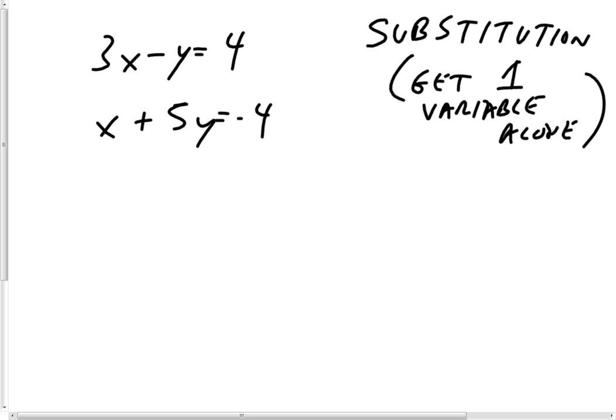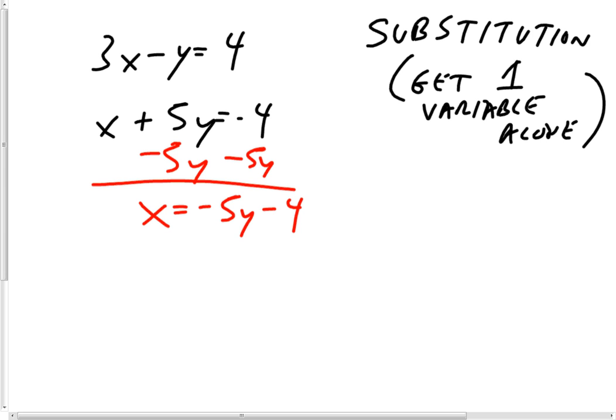X. X is kind of on its own here. It's positive. The y is negative, so I would have to divide by a -1. So I'm going to do that. I'm going to use this equation to get that. I got x by itself. Put a big box around the other side.